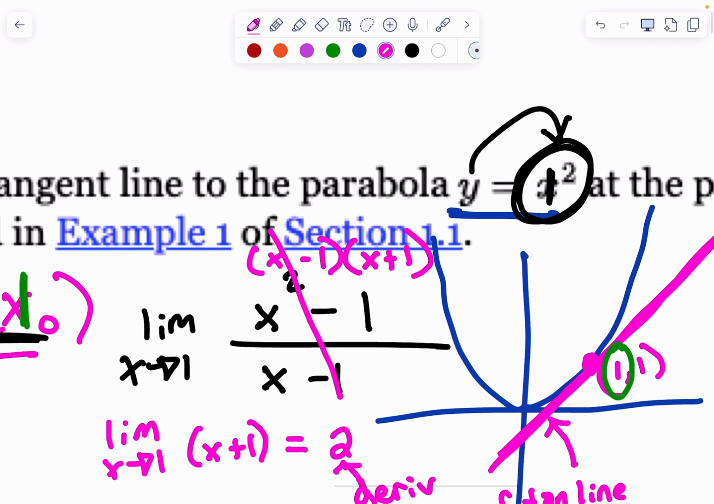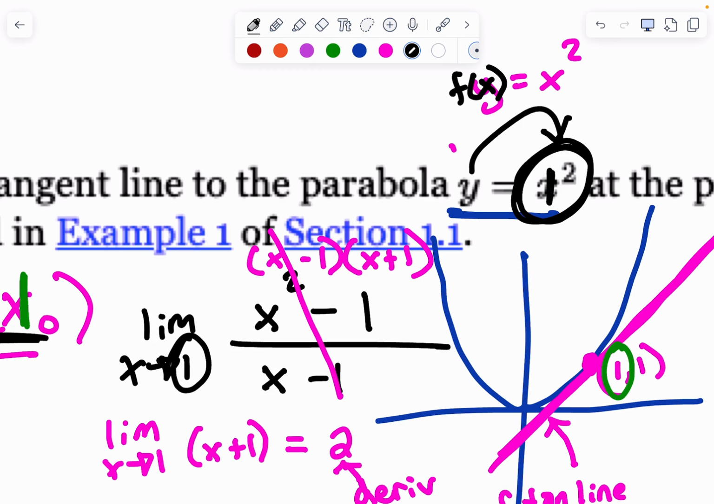f of x is another way of saying y. So if y equals x squared, that means f of x equals x squared. Correct, because we're plugging 1 into x naught. That's the point that we're trying to slide toward.